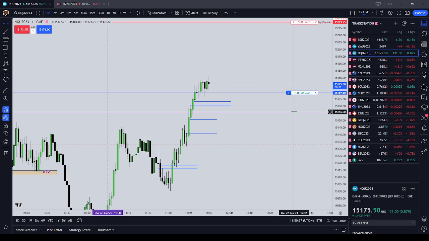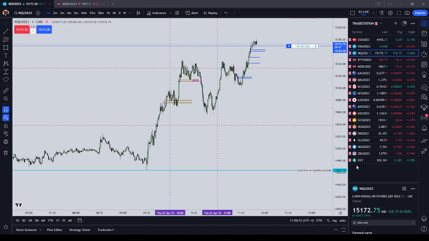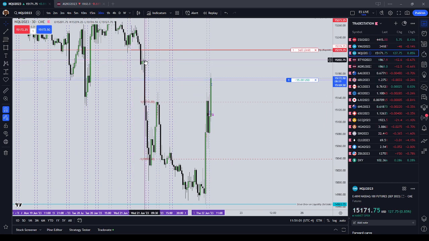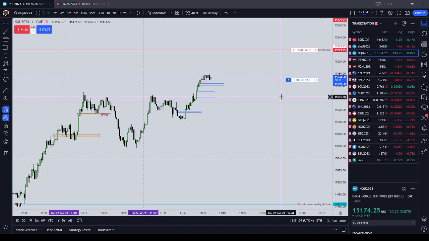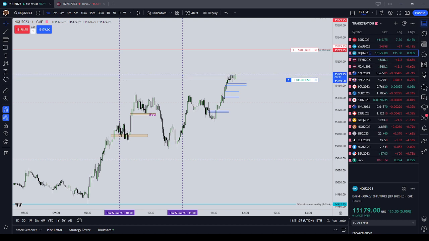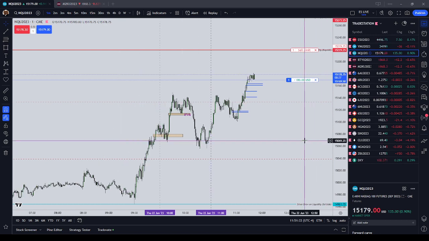These PD arrays are just entry mechanisms. The draw is the key. And it was difficult for me to see at the open today down here that we were going to draw it to New York's AM high here from Wednesday. But I believe that that is where we are drawing. Yeah, I think that's where we're drawing.